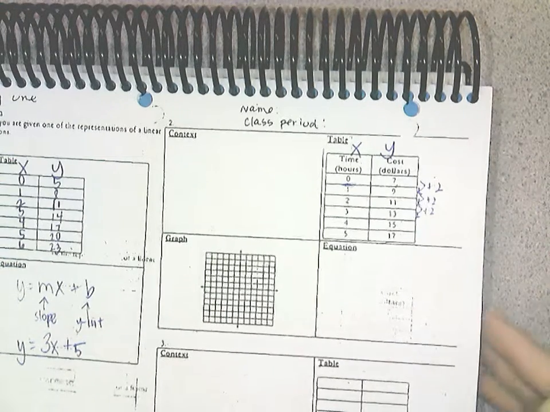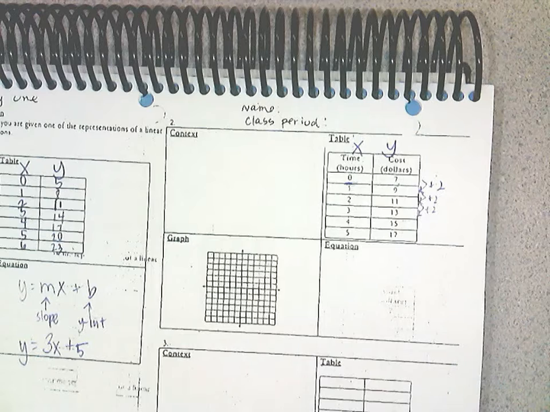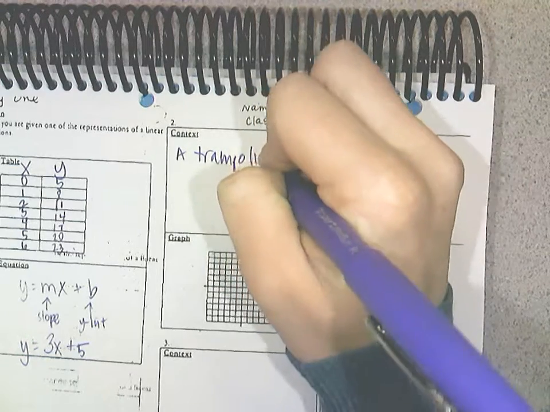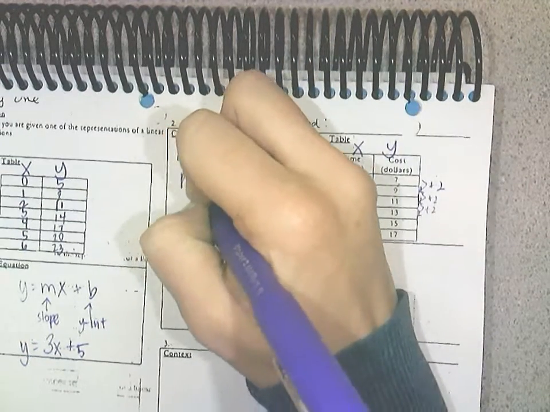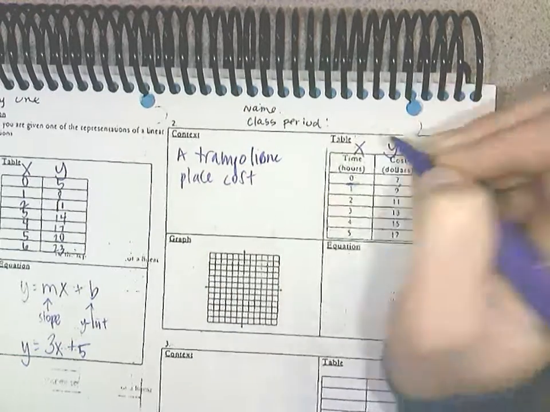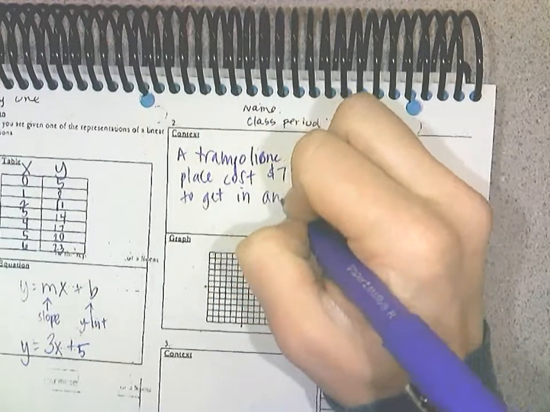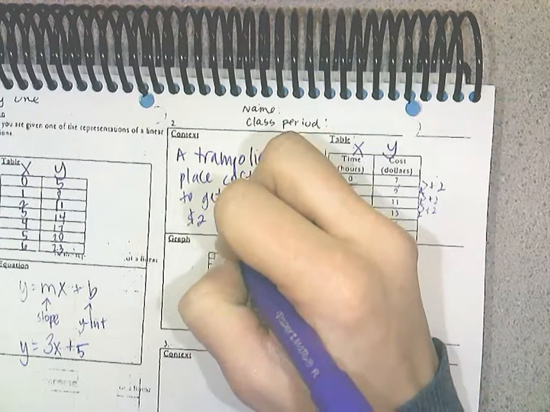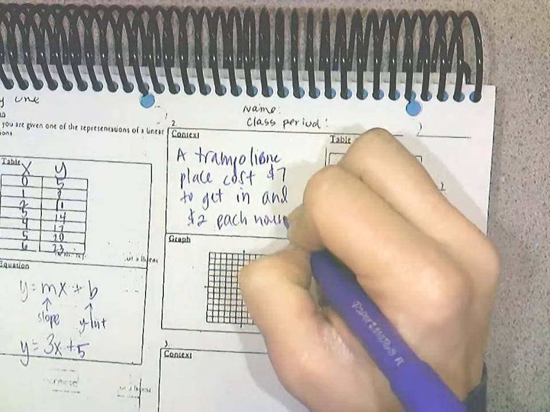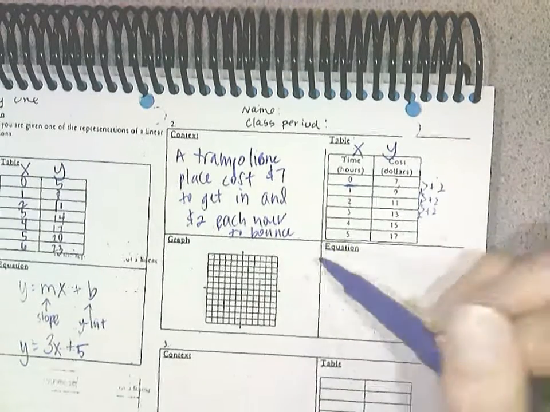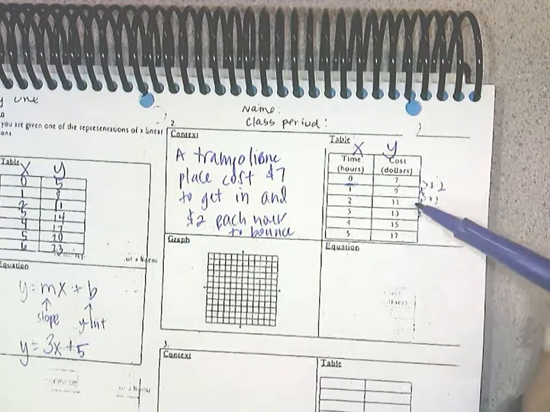An example of a story that we could write would be a story about a trampoline facility. So we go to this trampoline place. Trampoline cost $7 to get in and $2 each hour to bounce. So there's a context, a little story that has our 2 pieces of information from our table.